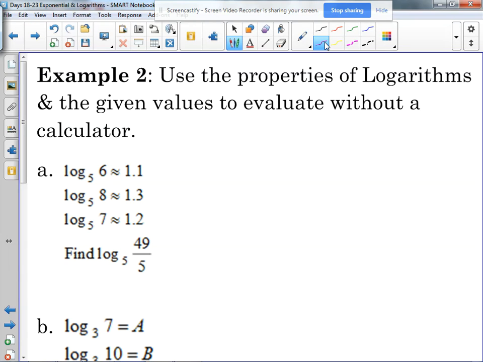So we are limited to using the numbers 6, 8, and 7, and we could also use the base as well. So 5, 6, 7, and 8 are the only numbers that we can use. So anything within our problem, we need to relate to those numbers. The first thing that I see is that 49 can be written as 7 squared. So we want to go ahead and rewrite that.